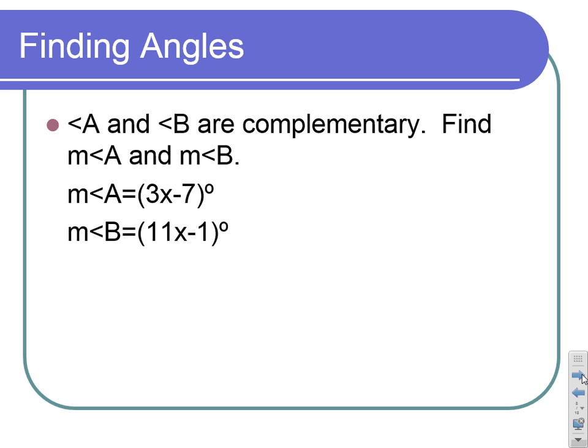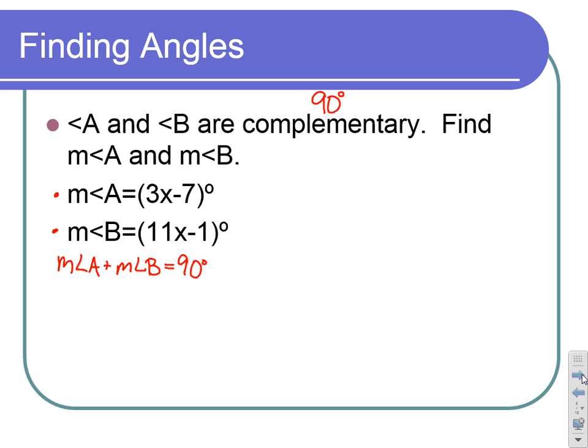All right, so still continuing with the idea of complementary and supplementary finding angles. Anytime I see complementary, I'm going to put that number at 90 degrees, okay? A and B are complementary, but we don't have numbers. We have expressions, okay? But I do know that the measure of angle A plus the measure of angle B is equal to 90, okay?